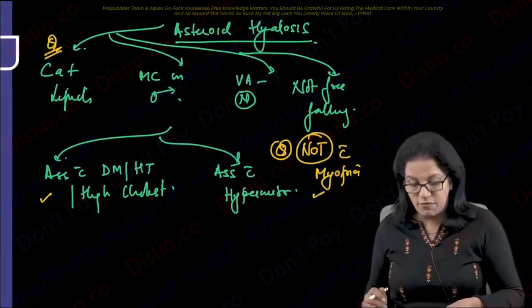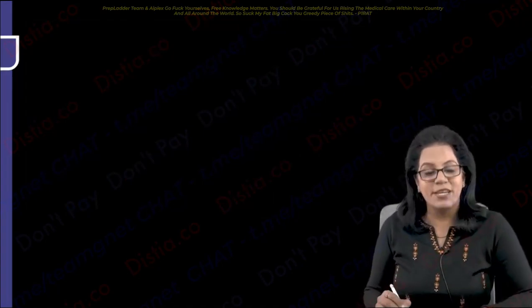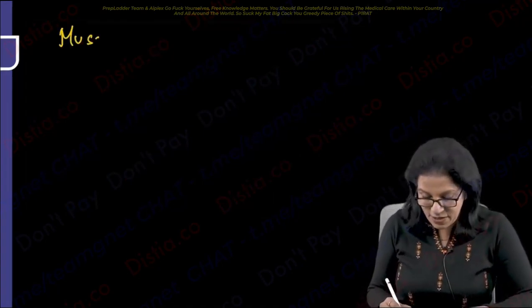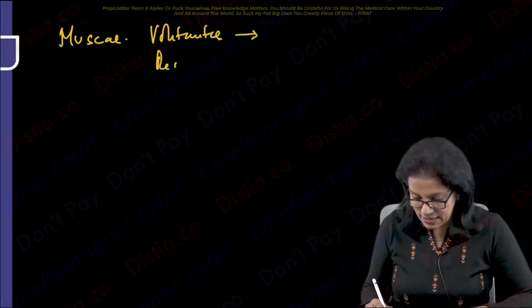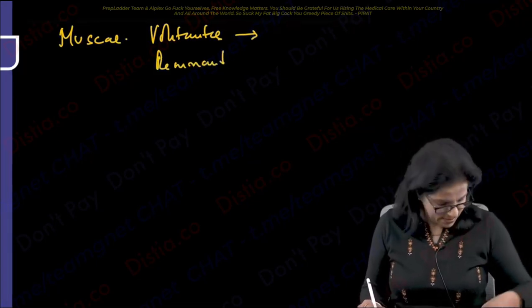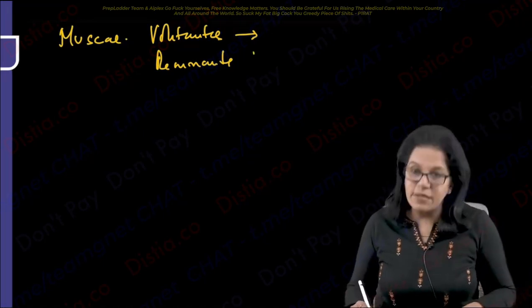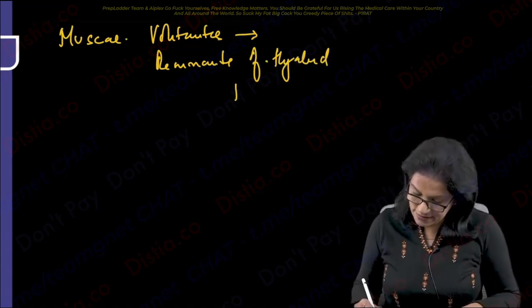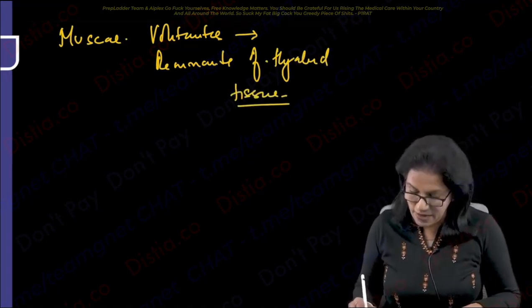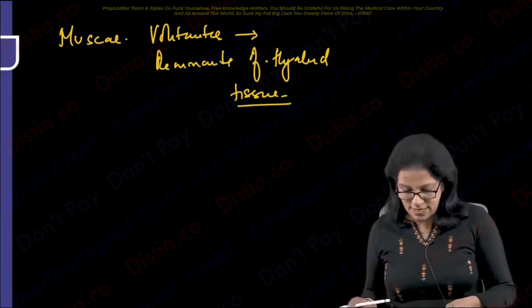And of course, when you are listing the floaters, you should not forget to mention Muscae volitantes, right? So what are Muscae volitantes? These are remnants of hyaloid tissue. These are remnants of hyaloid tissue. Okay, so this is all about the floaters.